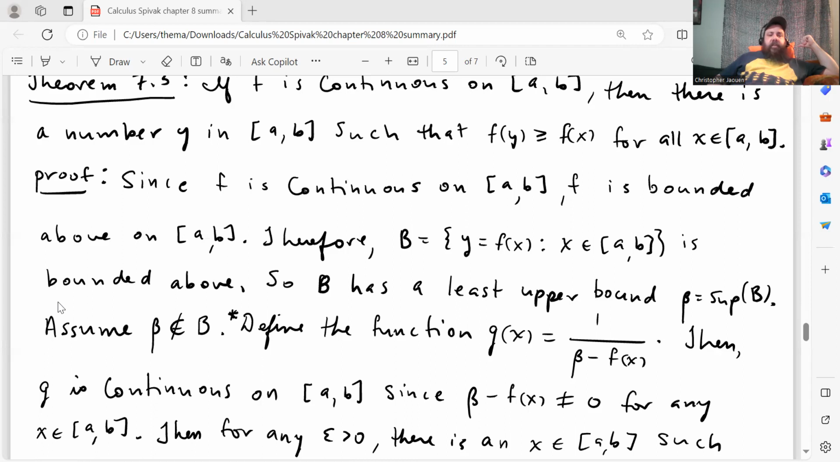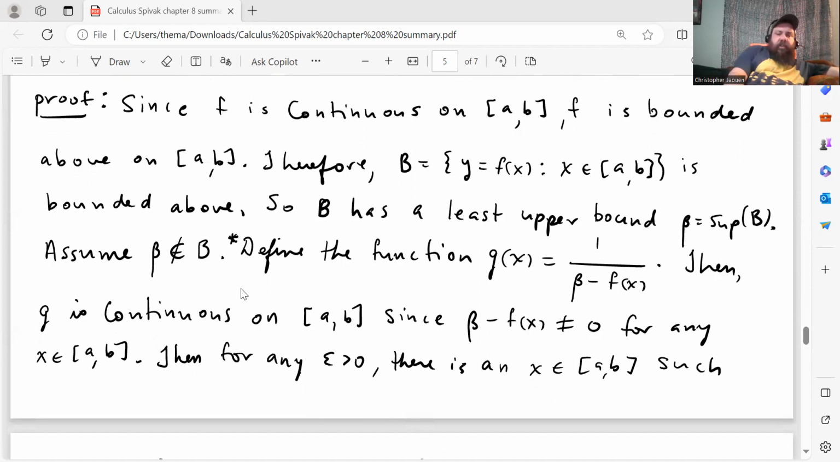Assume beta is not in the set B, then here's the trick. That's why I have it labeled with a star here. This is the trick that you need. Define the function g of x equals 1 over beta minus f of x. Then g is continuous on the closed interval from a to b, since beta minus f of x is never 0, under our assumption that beta is not in the set B.